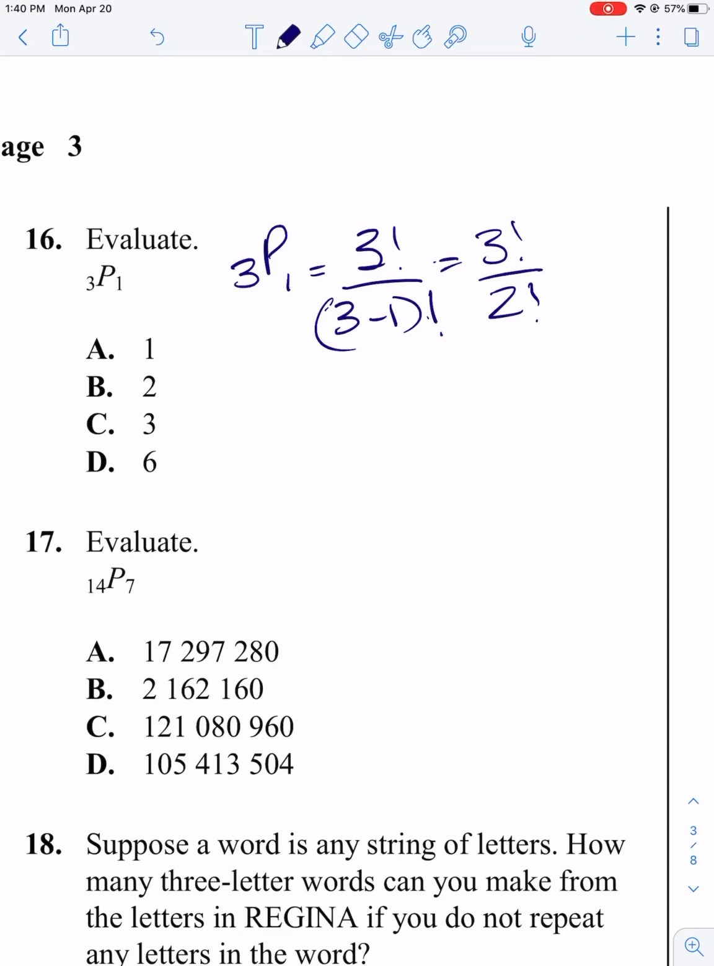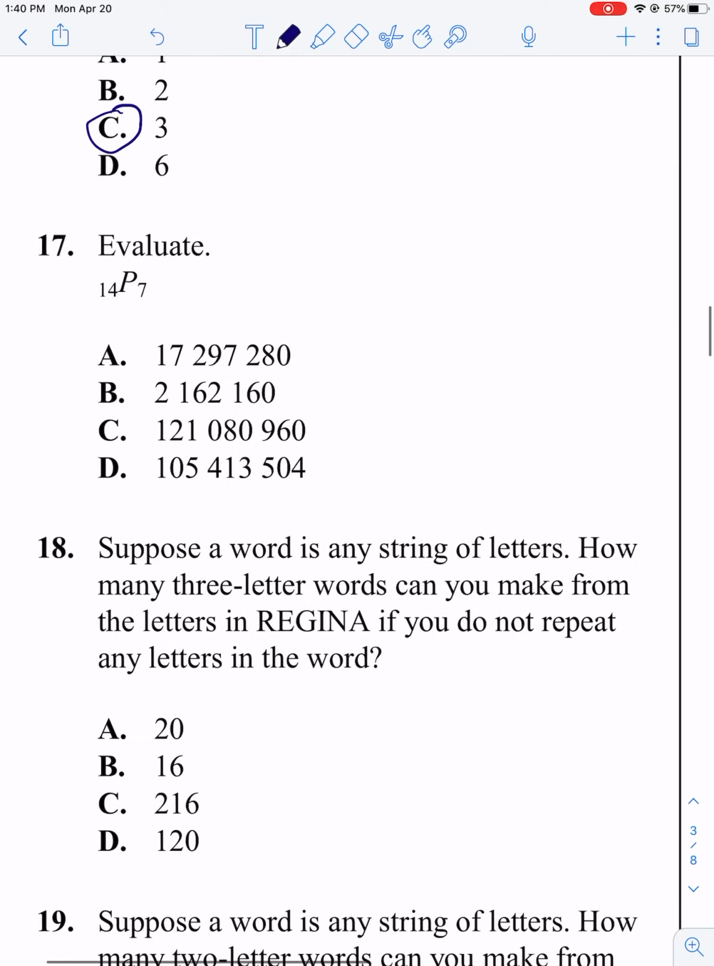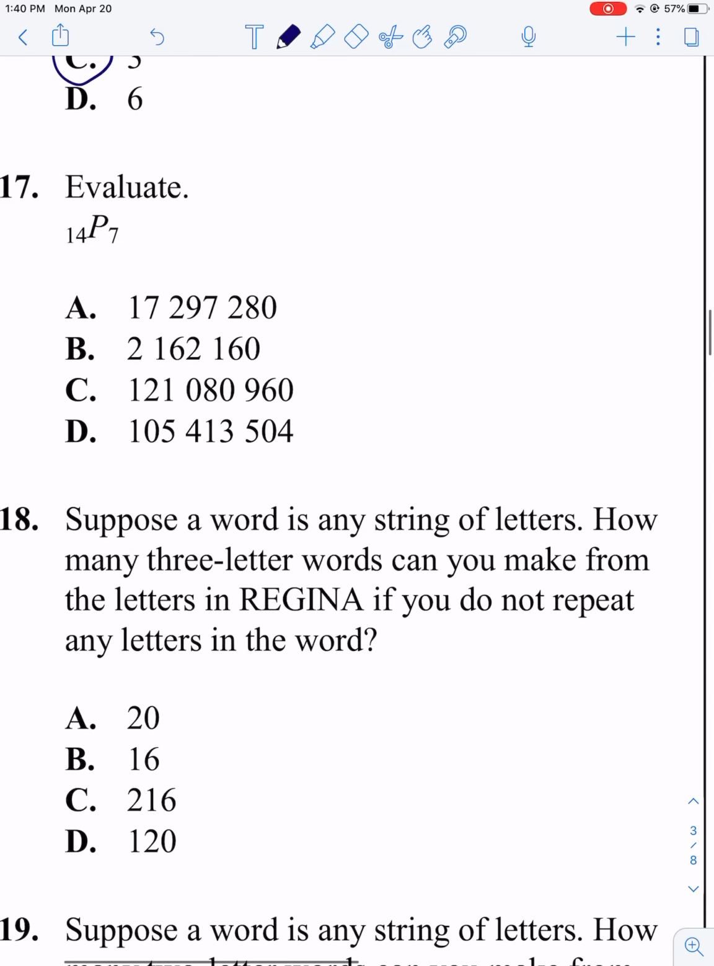Again, you could get out your calculator and use your factorial button, but 3 factorial is 3 times 2 times 1. 2 factorial is 2 times 1. Those cancel, leaving 3. So 16 is C. Same method for 17, just bigger numbers.